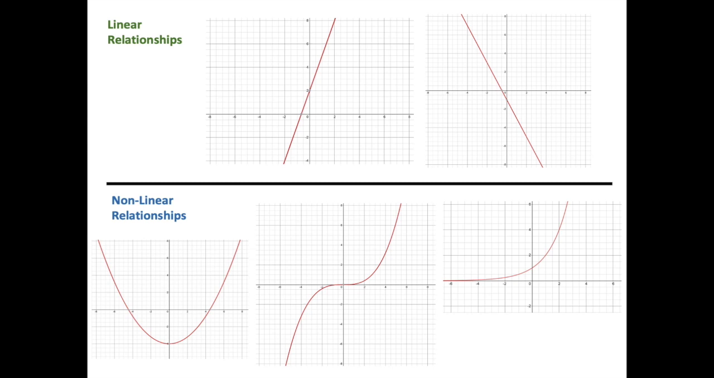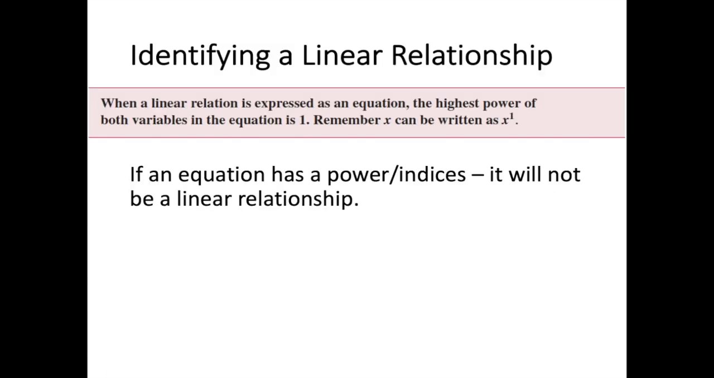So how do we identify a linear relationship without needing to plot it onto a Cartesian plane? We can have a look at the equation. If the equation has a power or index other than 1, it will not be a linear relationship. If it had an x to the power of 2 or an e to the power of x, those are examples of equations that would not be a linear relationship. If it was only 5x or x plus 3, that would be an example of a linear relationship. So let's have a look at some examples and apply this rule to some equations.